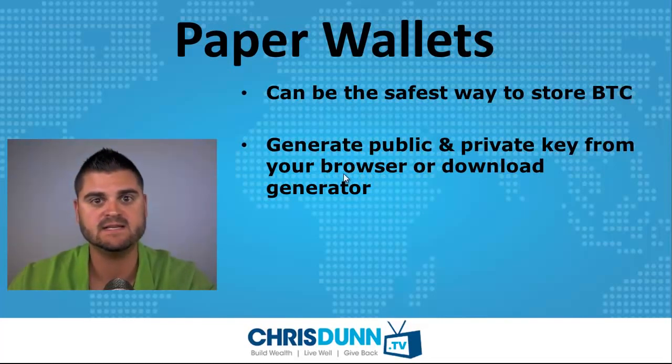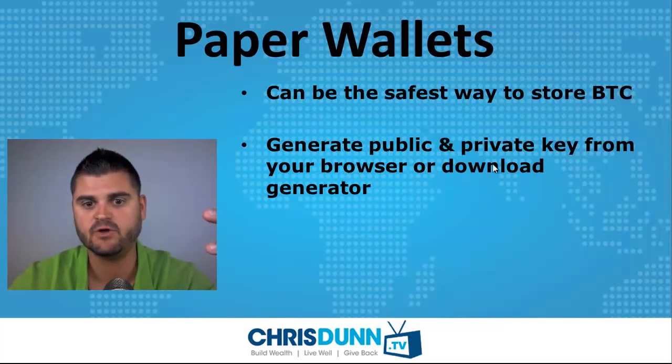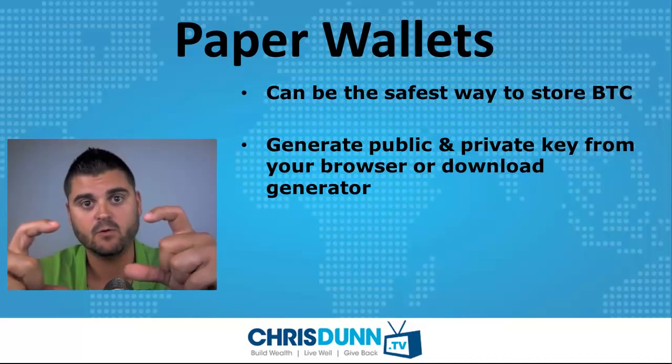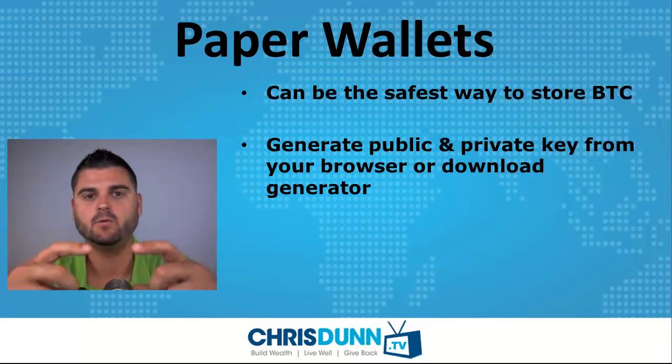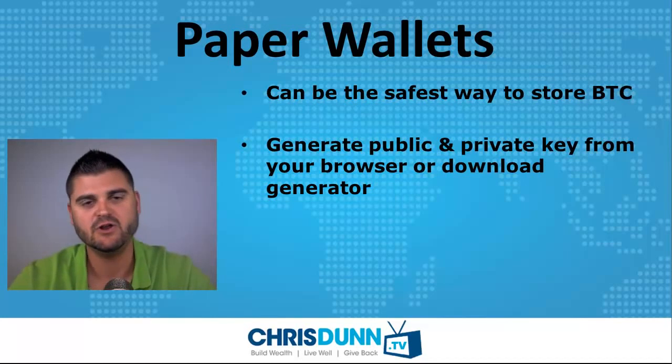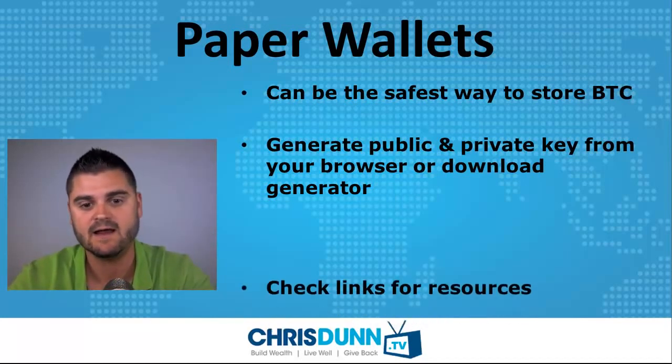So what you'll do here is generate a public and a private key from your browser. There are websites that will create public and private keys for you, or you can download the generator and actually print out physical Bitcoins, where really it doesn't matter what it looks like. It doesn't matter if it's handwritten or if it's printed on official, real glossy paper. The only thing that matters is the public and the private key, right?